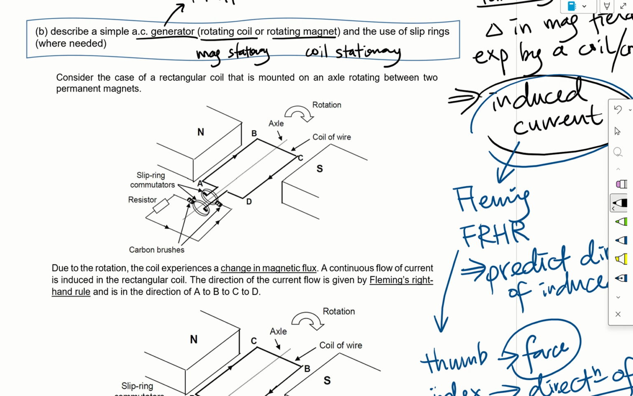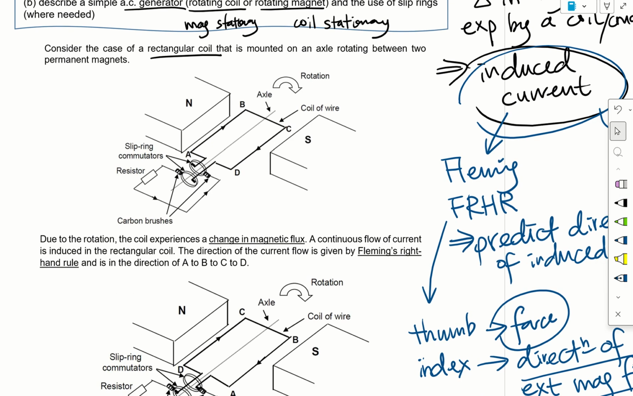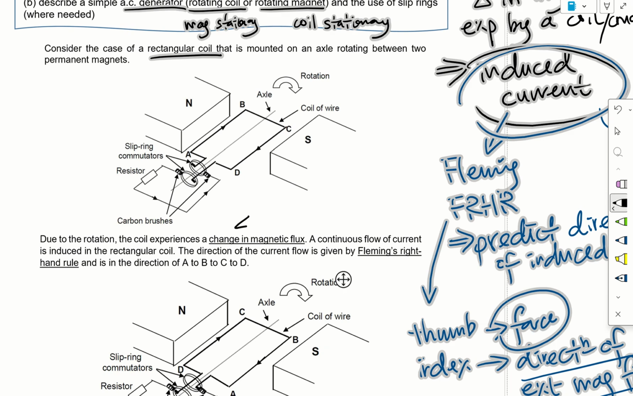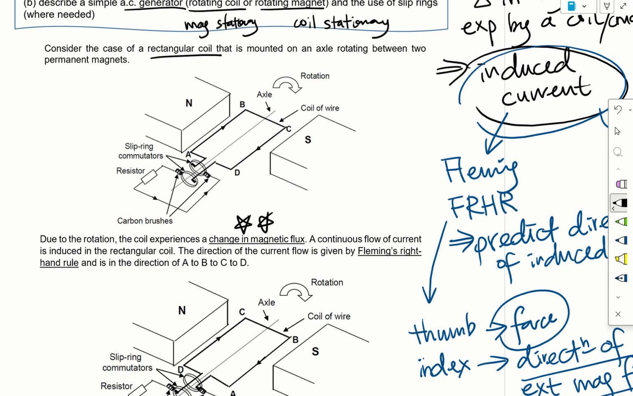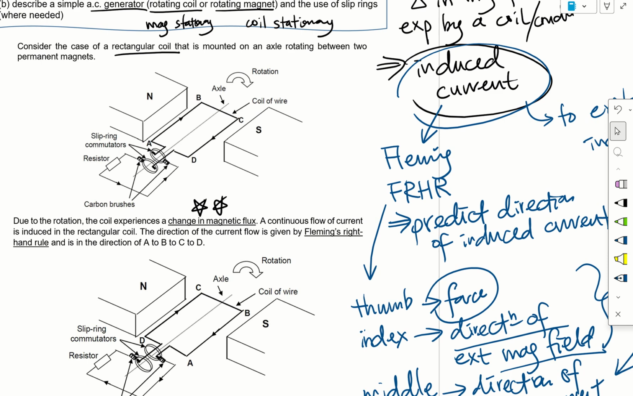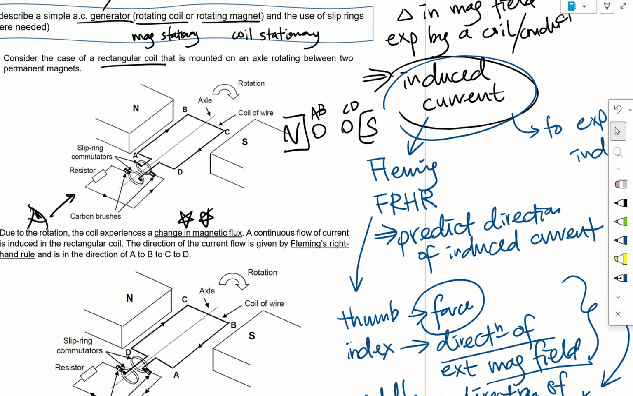We consider the case of a rectangular coil mounted on an axle, rotating between two permanent magnets. Due to the rotation, the coil will experience a change in magnetic flux. If I draw the 2D view and put my eye here, I would see AB over here and CD like this, because I'm looking at the cross-sectional view. These are the magnetic field lines of the external magnet.